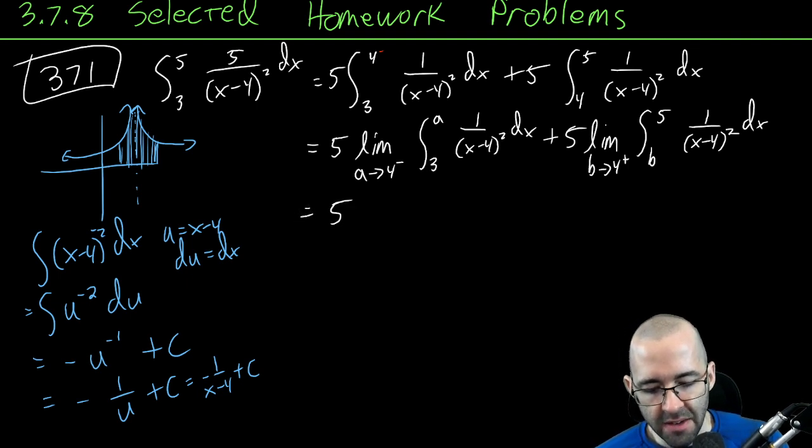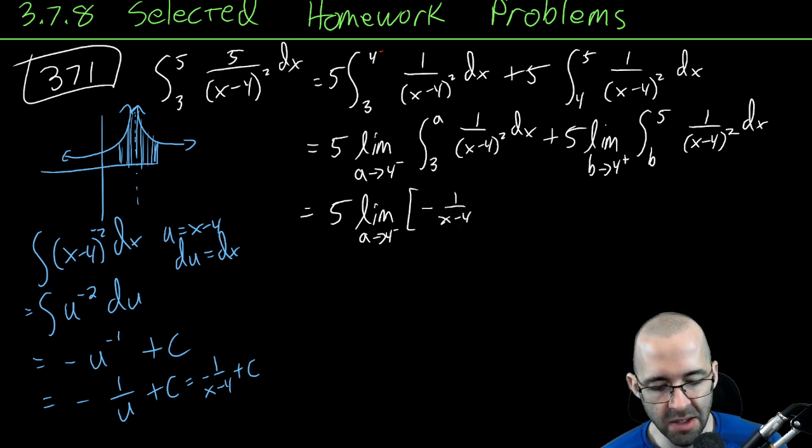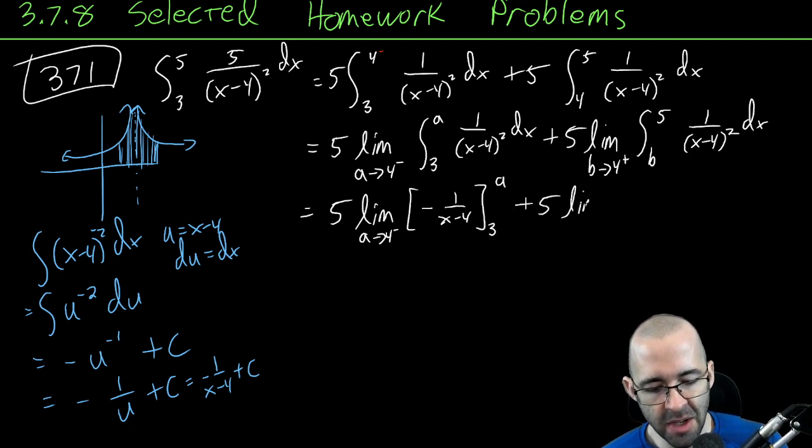So this becomes 5 times the limit as a goes to 4 from the left of its antiderivative, which is negative 1 over x minus 4. We don't need the plus c. From 3 to a. Plus 5 times the limit as b goes to 4 from the right of that same antiderivative from b to 5.